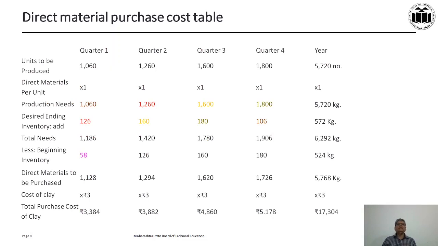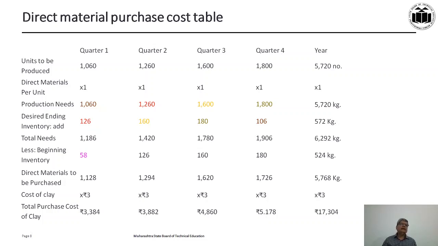There are quarter 1, quarter 2, quarter 3, quarter 4 and the year. Units produced, you know, are 1060, 1260, 1600, 1800, and the total quantity is 5720. Now the direct material required per unit, you know, is 1 kg. So multiplied by 1, the production needs are 1060 kg, 1260 kg, 1600 kg, 1800 kg. So the total is 5720 kg.